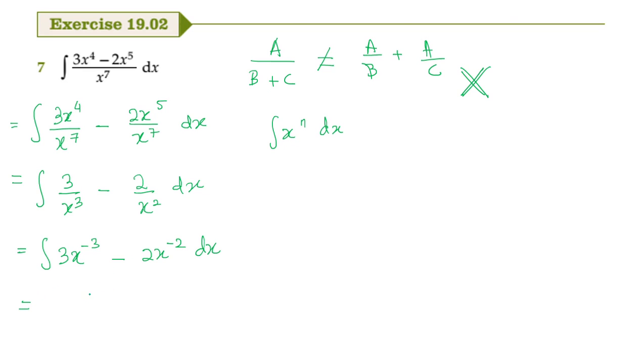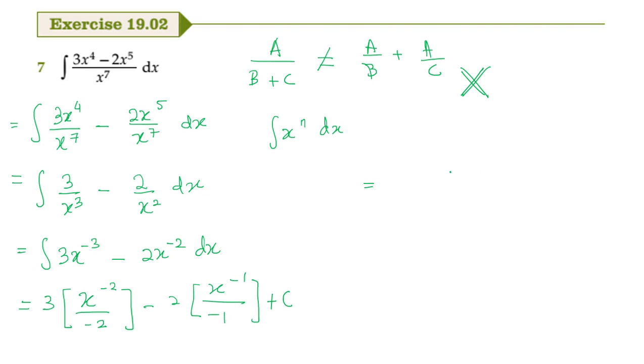Okay, now integrate. Constant put outside, focus on integrating the x power of negative 3. So, negative 3 plus 1 is negative 2. Divide by the new power. Same goes for the 2 over here. Negative 2 plus 1 is negative 1. Divide by the new power. And then don't forget to put plus c.